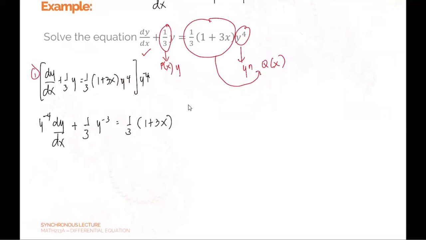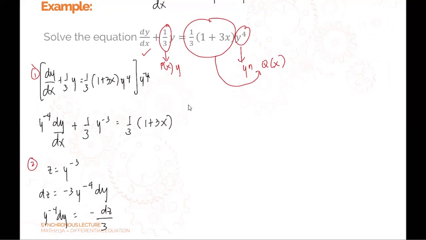Okay? Then let natin na z is equals to y negative 3. So dz is equals to negative 3 y negative 4 dy or y negative 4 dy is equals to negative dz over 3. Okay? So, apply natin sa third. Substitute natin. So, we have negative dz over 3 over dx plus 1/3 z is equals to 1/3 1 plus 3x.